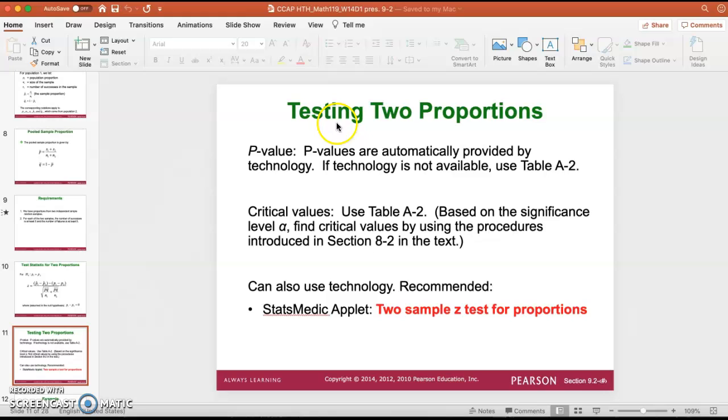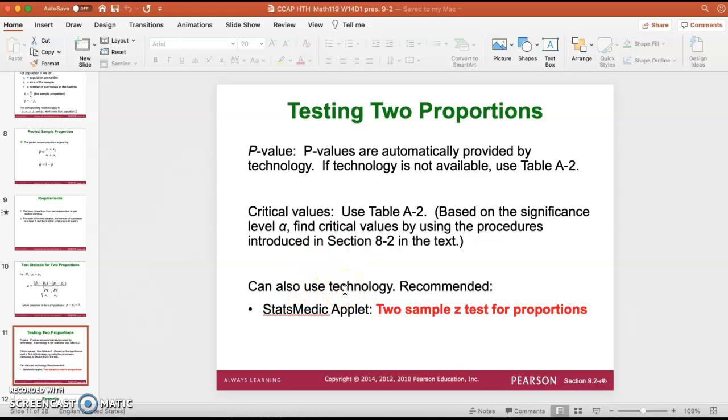Alright, so for testing two proportions, we can use the p-value method, of course, which, since we'll be dealing with proportions, we can use table A-2, which is that z table. And you can also use the critical value method, which still uses table A-2, and then just based on our significance level, knowing how we can backtrack to find our critical values.